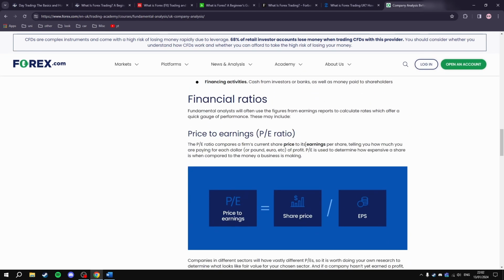The current share price is 10, divided by 20, which is a half, isn't it? You're paying half a pound for each pound of profit.